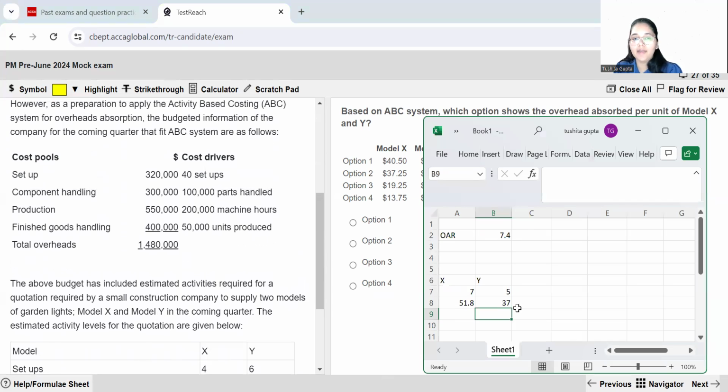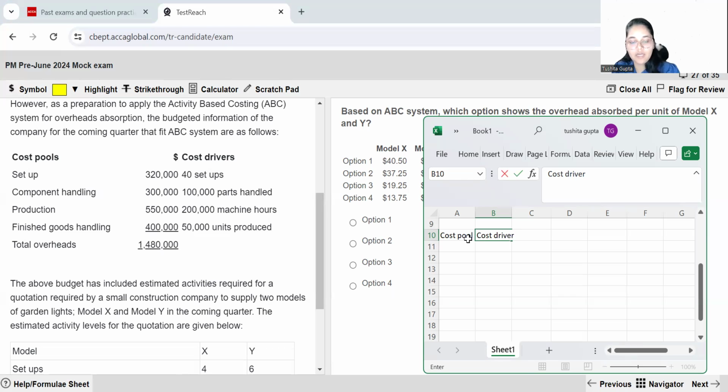So first, let us find out the cost according to the driver. Just so that I can illustrate how we solve this, I'm first putting in the cost pool, then I'm putting the cost driver rate. So basically it's going to be the rate at which we adjust for the cost. Firstly, if you take the setup cost, let me insert a column over here.